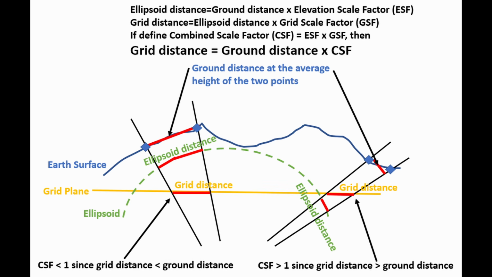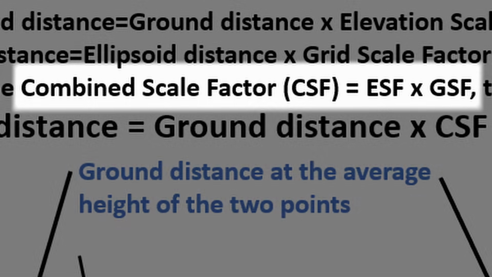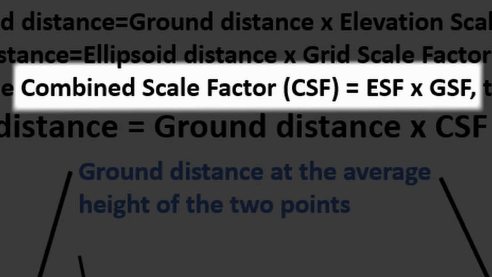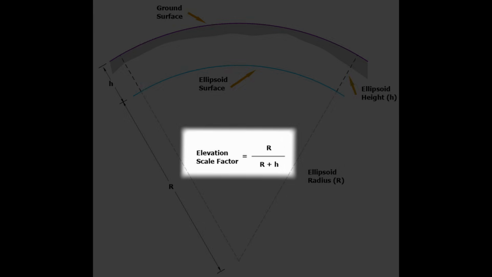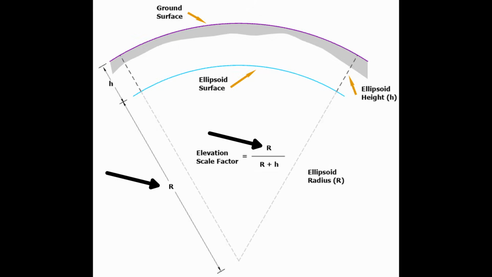The combined scale factor is the product of the other two scale factors: the grid scale factor, also sometimes called simply the scale factor, and the elevation scale factor. Let's first look at the elevation scale factor. The elevation scale factor is calculated from a fairly straightforward formula. The average radius of the Earth, r, is divided by that same value plus the height above the ellipsoid, h.